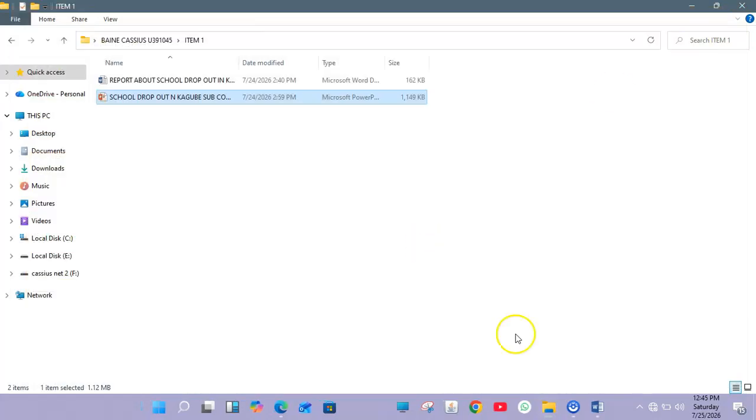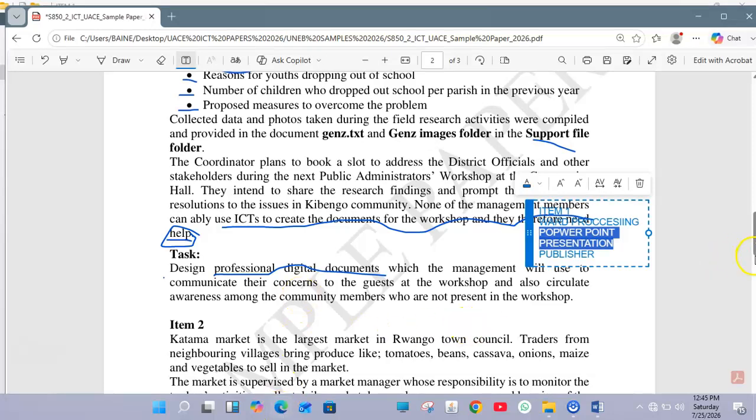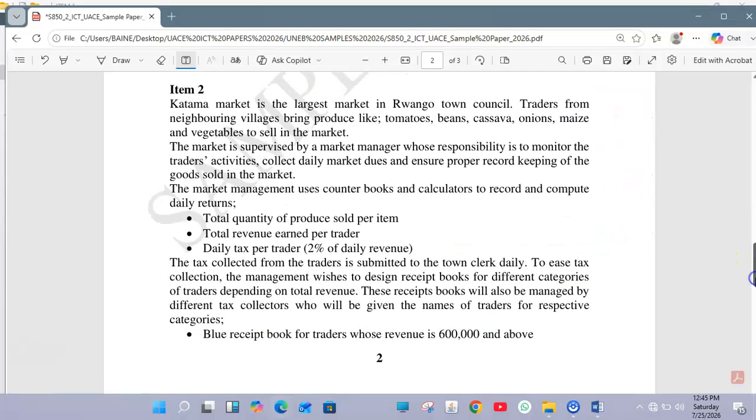Then for number 2, it says: Kitama market is the largest market in Ruwengo Town Council.